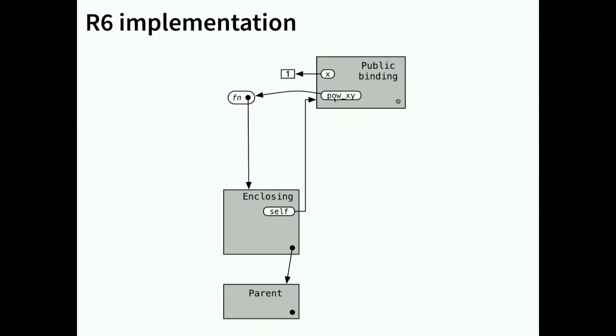And this points to a function, and this function's enclosing environment is not this public binding environment, it's a special enclosing environment, which contains just the binding self. And so self refers back to this public binding environment. So if you want to access X, you'd say self$X. You can't just access X from that function directly.